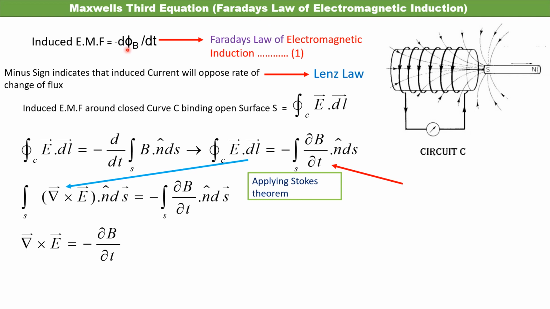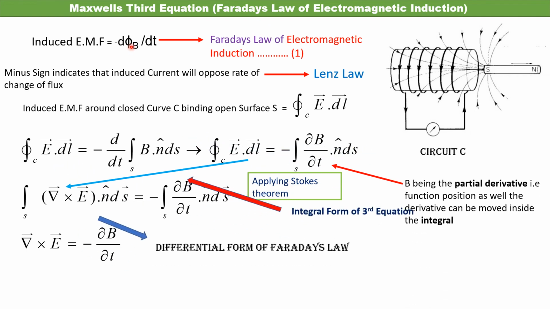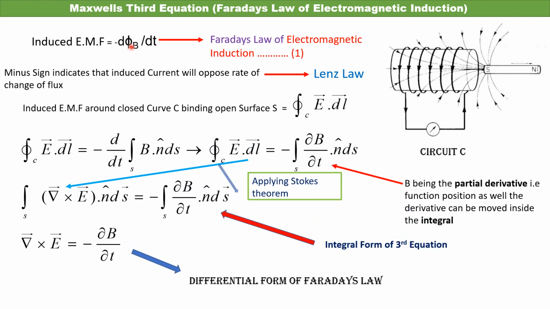From this equation 1, we can find the induced EMF, that means the closed line integral of E dot dl is equal to minus del by del t of the flux. We can write B dot n cap ds. In my previous slide I have shown how the flux is associated with the magnetic field and the total area, the multiplication.